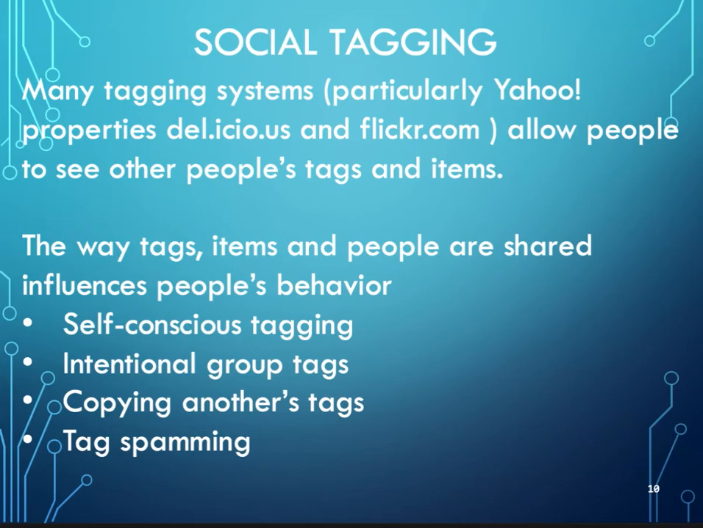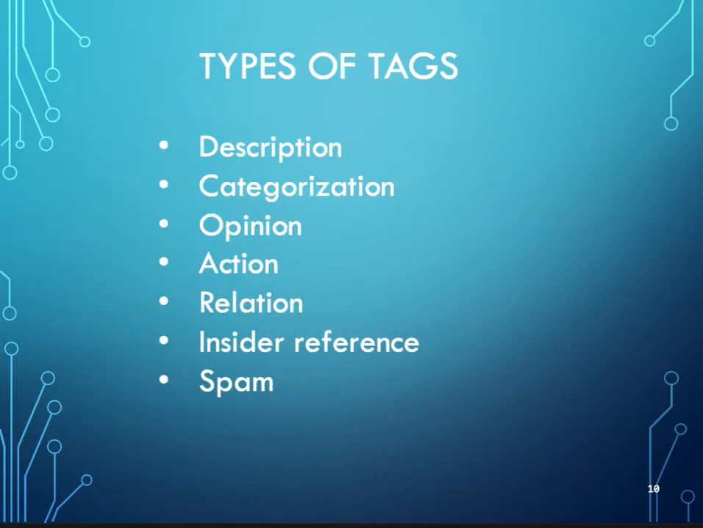Also commonly used for social tagging, for example, Yahoo, Delicious, Flickr.com, which allow people to see other tags. And it's self-conscious, intentional group tagging, copying another tag, or tag spamming, as they call it. It's quite common, where we see it being used for advertising, for example. Types of tags: description, categorization, opinions, action, relation, insider references, and spam.